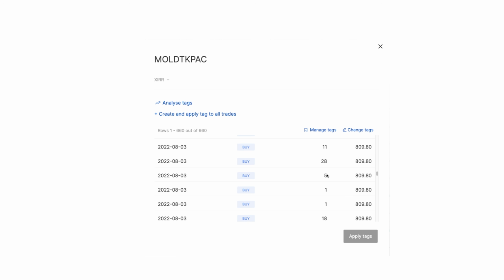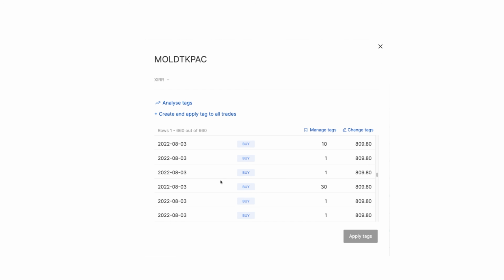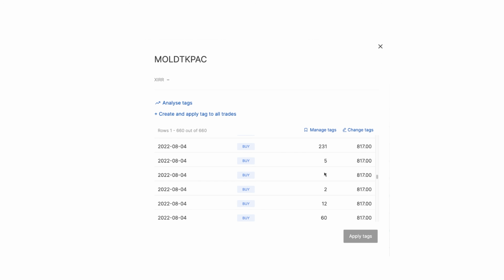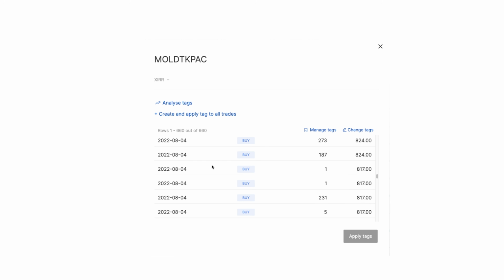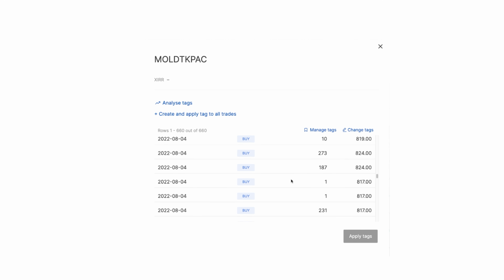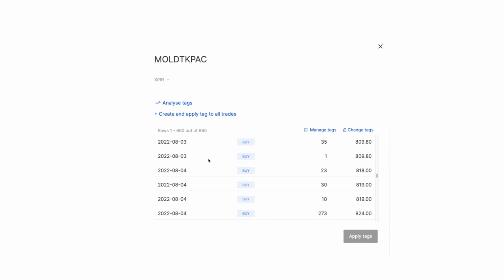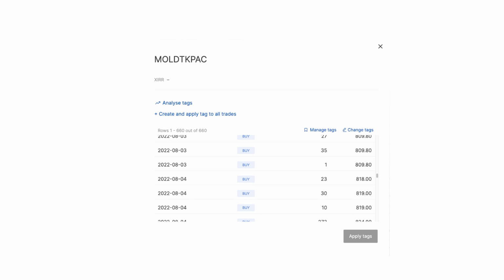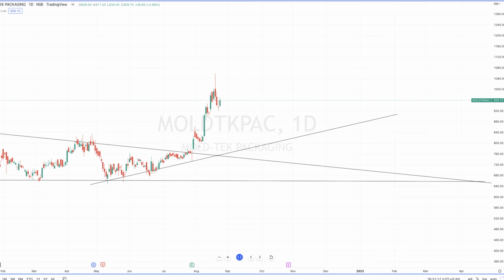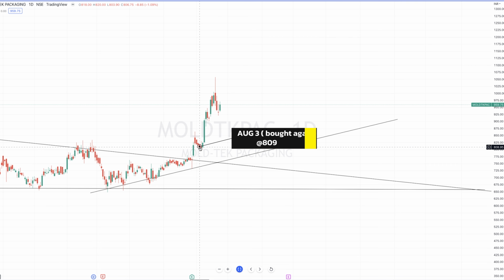Okay, on 3rd I bought a few stocks, and sorry guys, I don't remember much because it's been almost 1 month, right? So I really have to think what I did. So on 3rd I bought a few stocks around 809, which is on this red candle, and also on the 4th I bought a few from this.